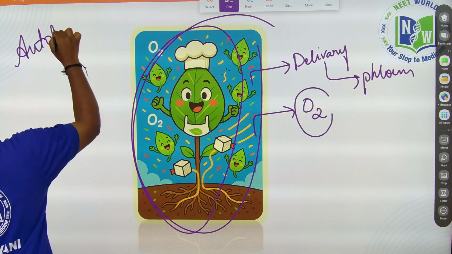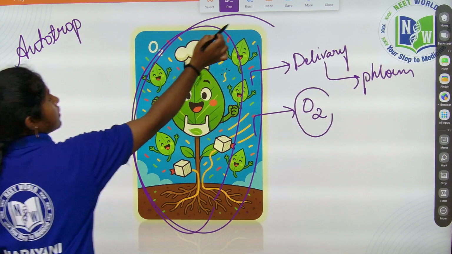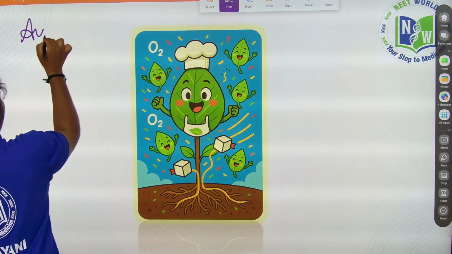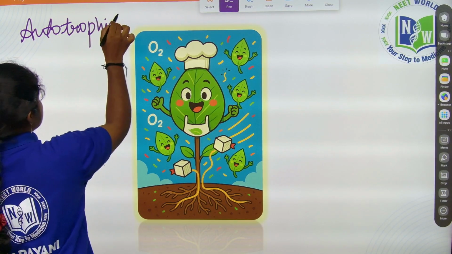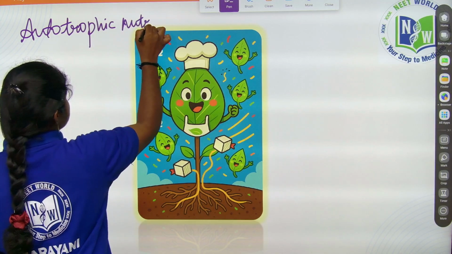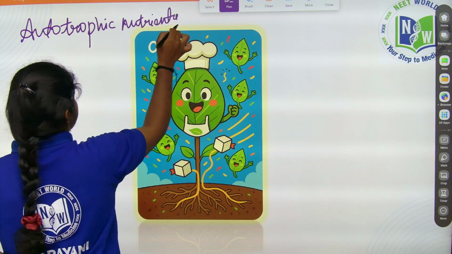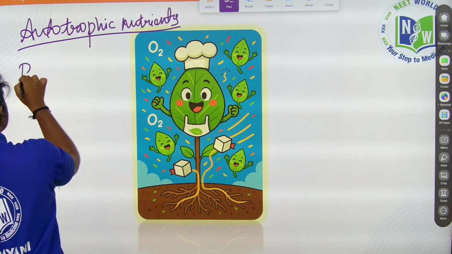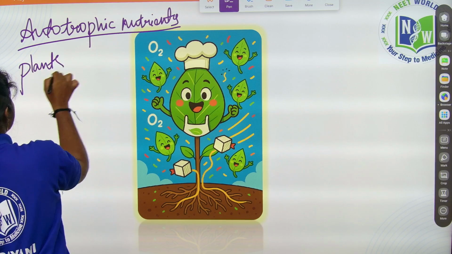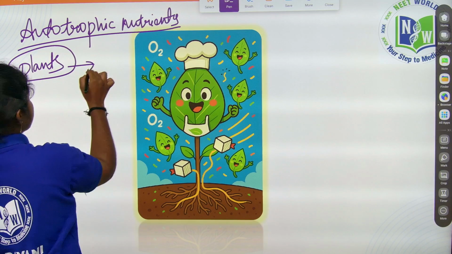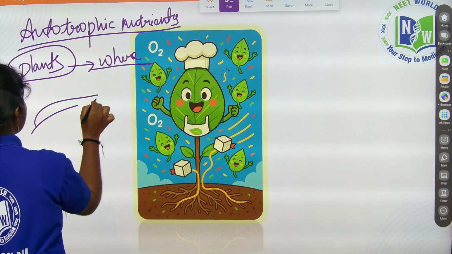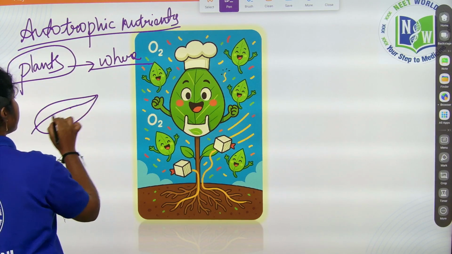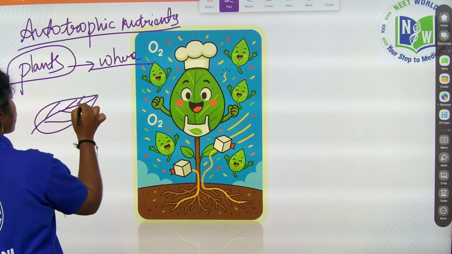Autotrophic nutrition means the organisms can prepare their own food materials. The example is plants, right? From which part, where is the preparation of the food happening, children? In the leaves of the plant, right? In the leaves of the plant.